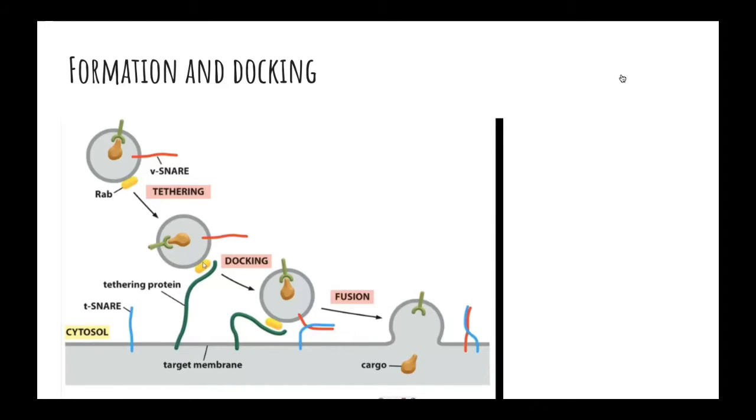Formation and docking. When it comes to vesicle docking, it is dependent on tethers and SNAREs. Once the vesicle buds off, it is released from the point of origin to find its way to its destination. It will then fuse with that membrane and release the contents it contains. Once at the target, the vesicle must recognize the membrane and dock with it. When there is docking, there will be membrane fusion.